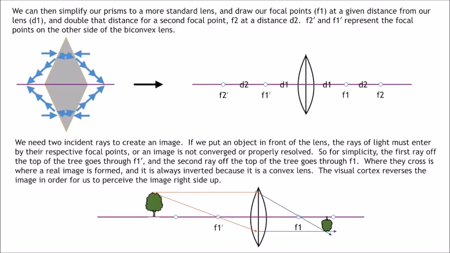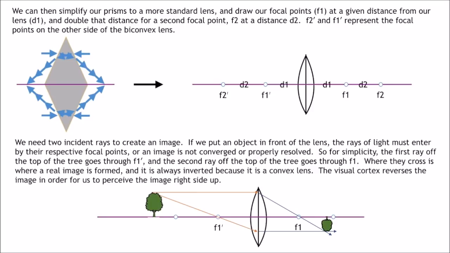So we need two incident rays to create an image. If we put an object in front of the lens, the rays of light must enter by their respective focal points, or an image is not converged or properly resolved on the other side. So for simplicity, the first ray off the top of the tree goes through f1 prime, and the second ray off the top of the tree goes through f1. Where they cross is where a real image is formed, and it is always inverted because it is a convex lens. The visual cortex reverses the image in order for us to perceive the image right side up.